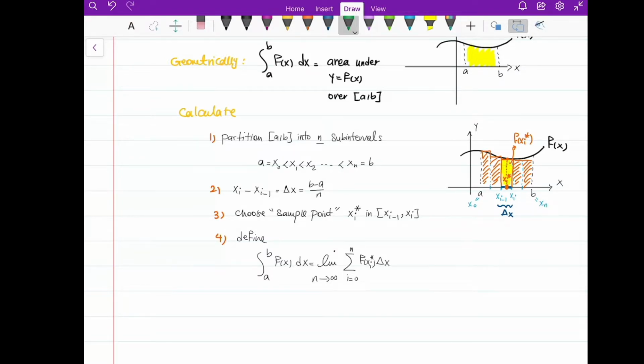So that's the whole procedure of the Riemann sum. That's what we call it. And then there's a theorem that says that this definition is well defined if f is a continuous function.